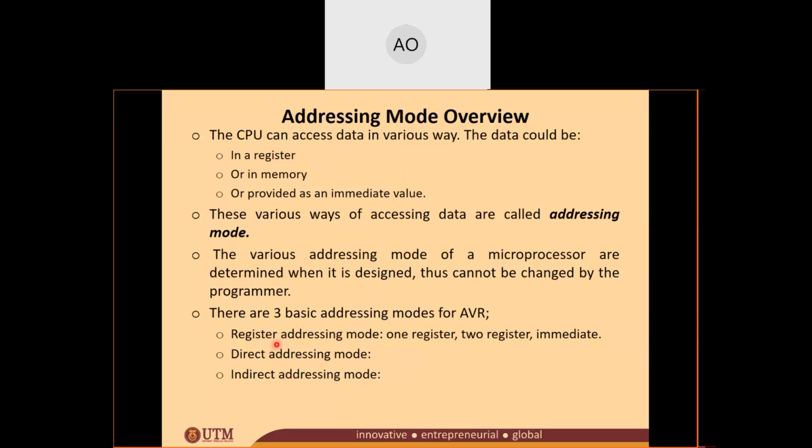First, we call it the register addressing mode. Register addressing mode we can divide into smaller ones, such as one register addressing mode, two register addressing mode, and immediate addressing mode. And then we have a direct addressing mode, and the last but not least is indirect addressing mode.